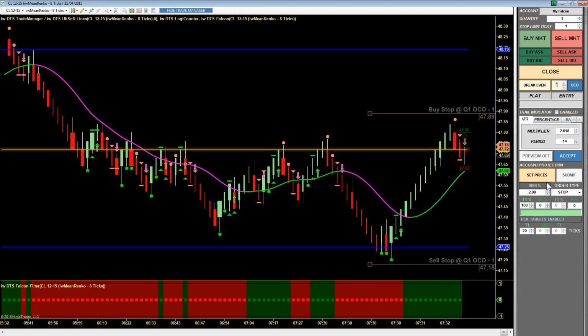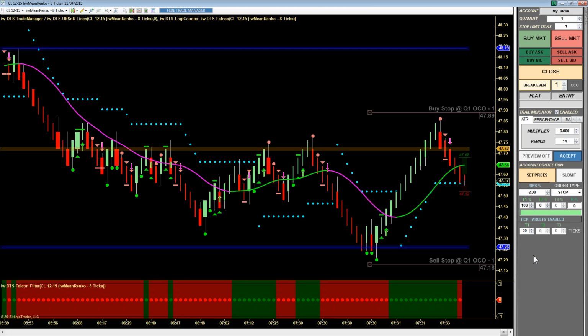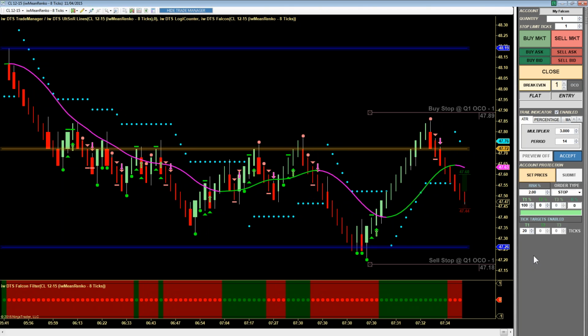So the trade manager also has an OCO function. One cancels other. Very quiet for crude. We've got quite the range established here. Remember, when you use your OCO function, these orders are live the moment you put them on your chart.